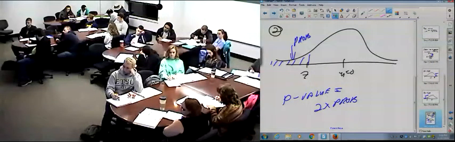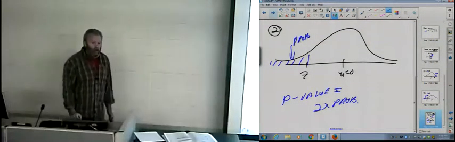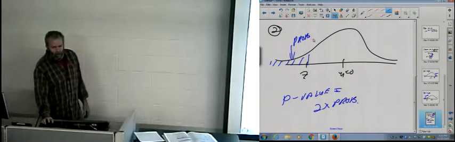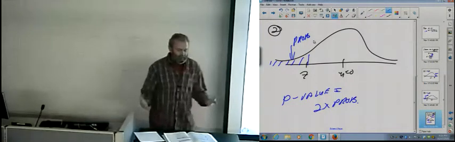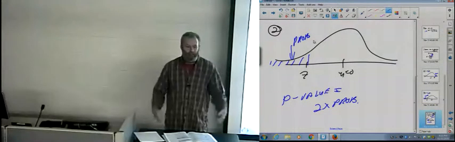Both of these are not going to happen in the same problem, one or the other. Find the area in the tail and double it. That's how you let both sides of this two-sided test count against you.